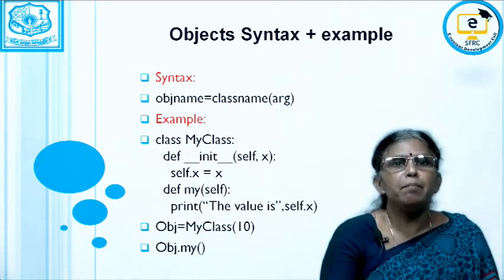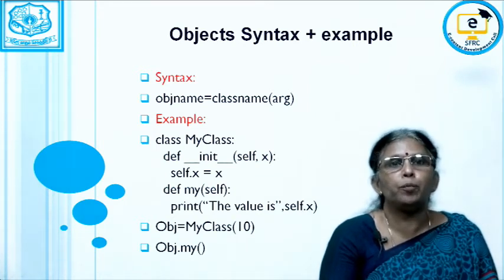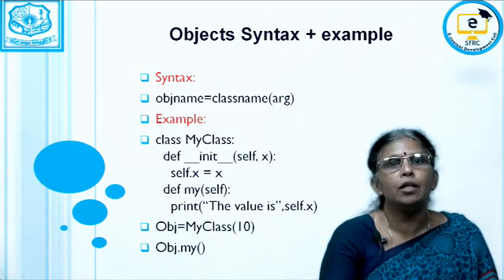Then my method has no arguments, but it makes use of the self argument because self helps you to retrieve the value invoked by the current object. So object obj is the object name, equal to my class, which is the class name, and the argument is 10. The object dot my method helps to display the value 10.